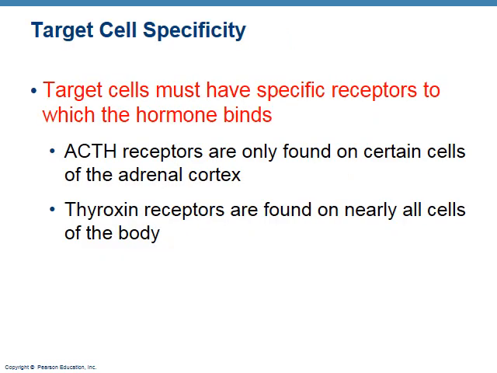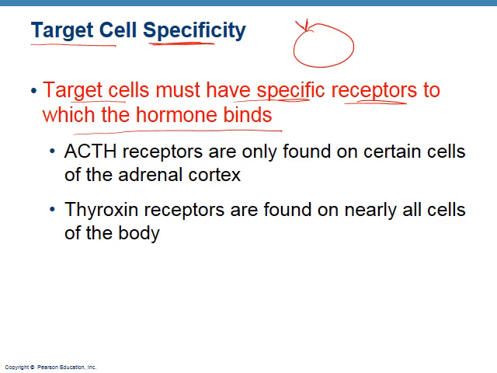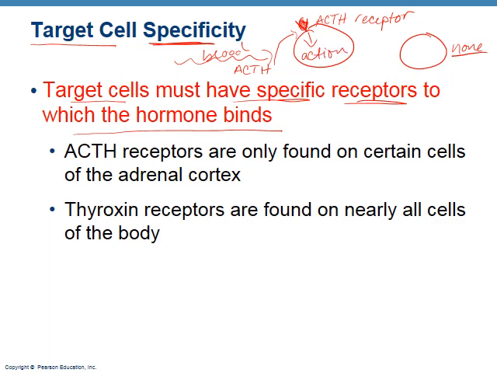Again, they're trying to drive home the point in the textbook to make sure you understand that target cells are specific. So target cells must have specific receptors which the hormone binds. So if I have a cell and this cell has an ACTH receptor, and I have this cell over here and it has none, what happens when ACTH in your blood reaches this cell? It can bind and it can cause action to happen inside the cell. Well, what happens when ACTH goes by this cell?